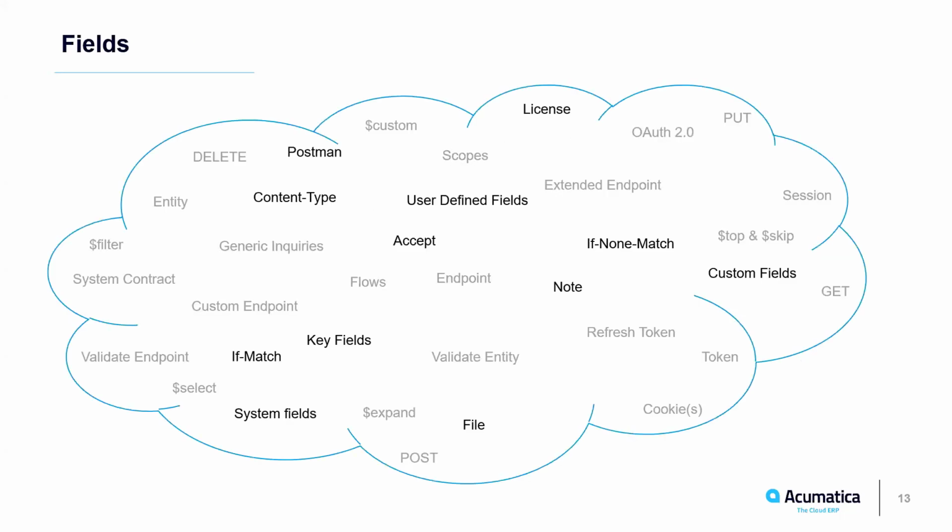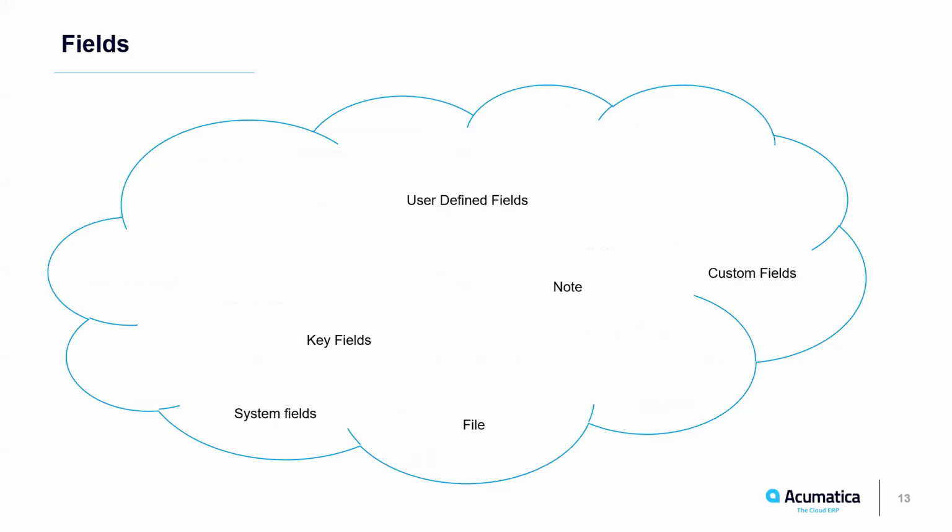Now that we've talked about parameters, let's go over and talk about different types of fields that you might have heard regarding the REST API. Besides all the fields that are defined in the endpoint, we have user-defined fields, key fields, system fields, the custom fields, the note and the file fields. What are these? What are they used for?